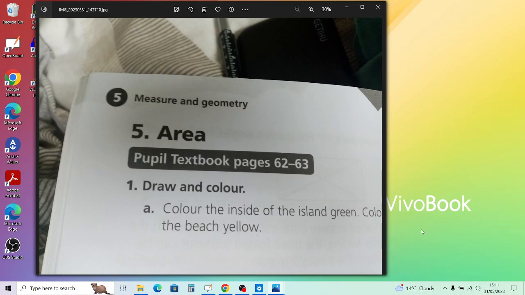And question 3, which is larger shape, A or B? And that you know by counting the squares. Work out the squares, and then from that you can see which is larger.